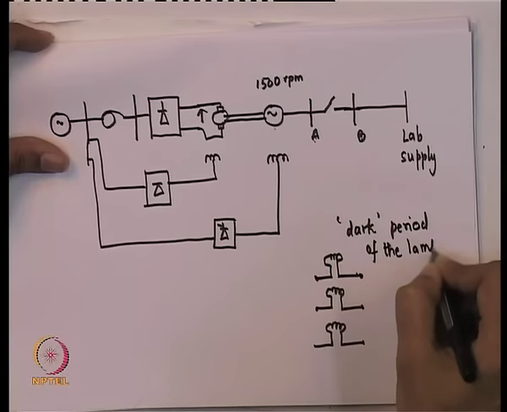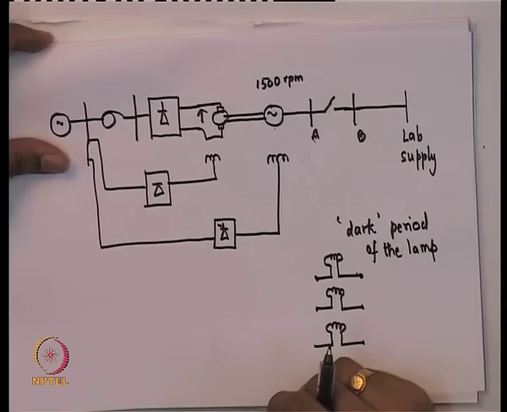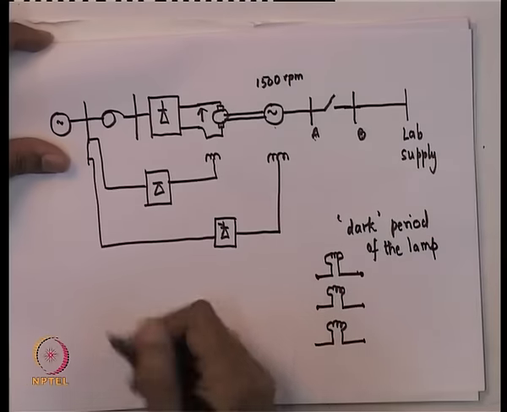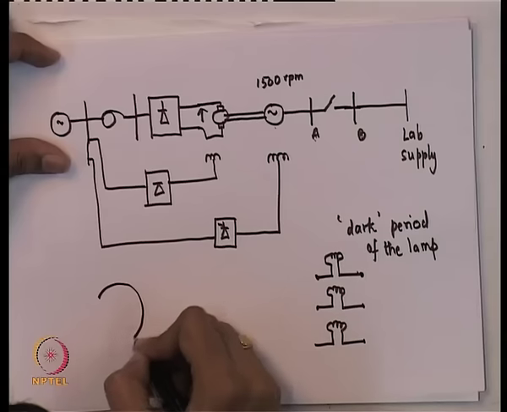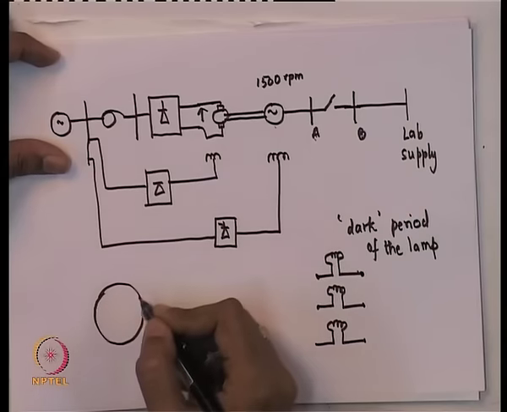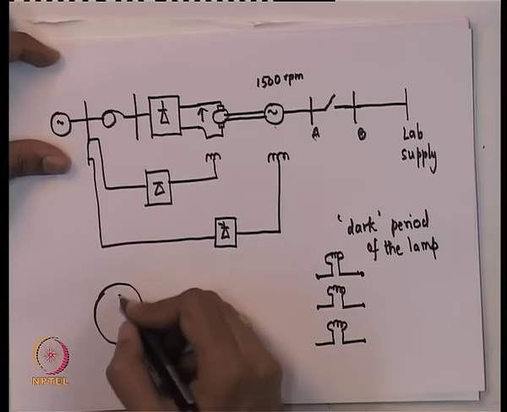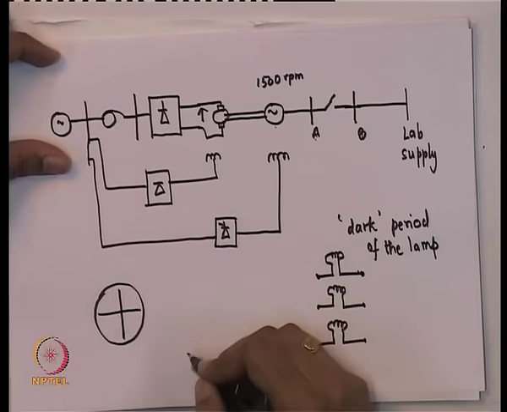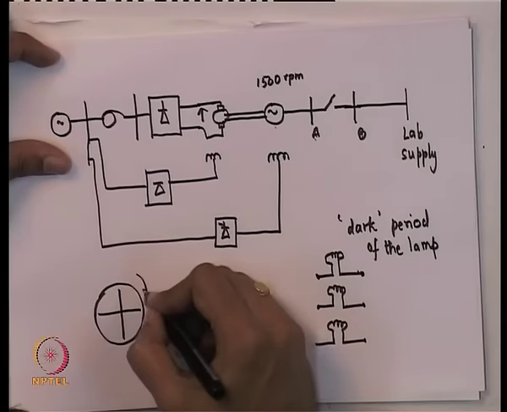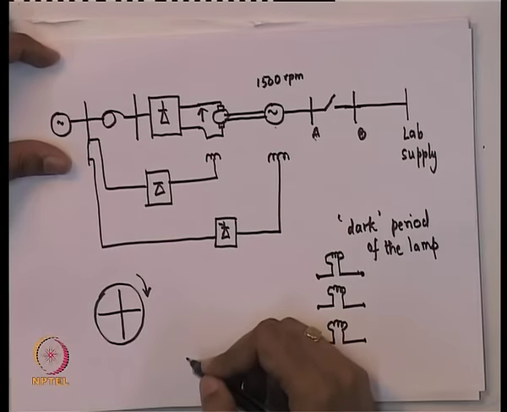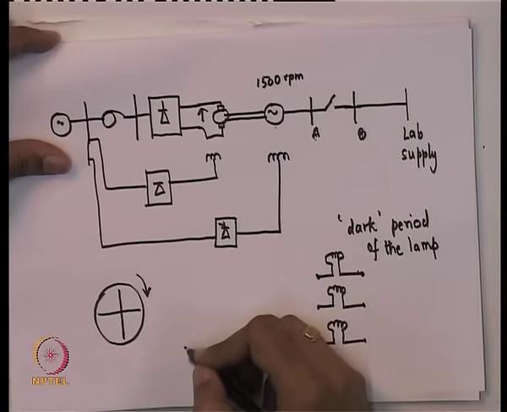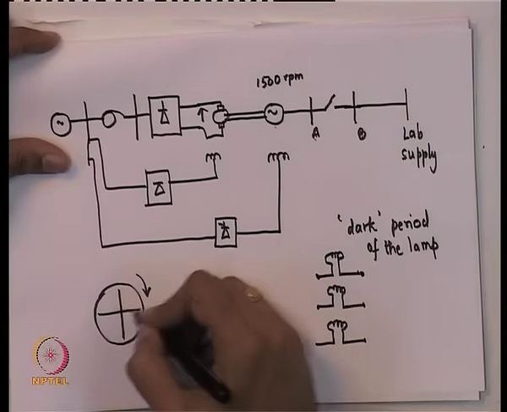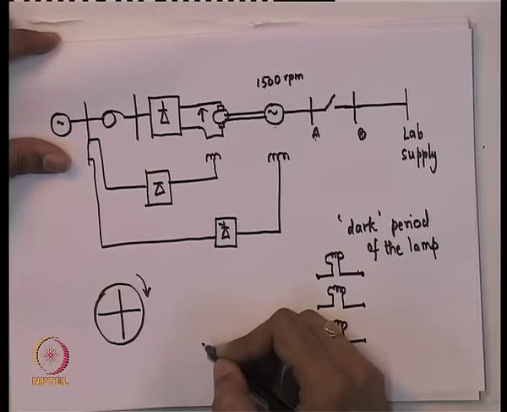This will become very clear when we actually do the experiment. Now, one or two small points. On the shaft of the synchronous machine, I have mounted a plate on which I made a cross mark. When the machine rotates, you will not see this cross mark normally, because it rotates at a fairly high speed. It is a white cross mark.